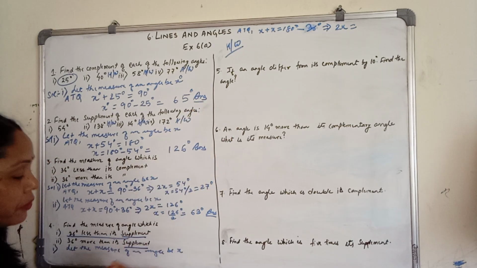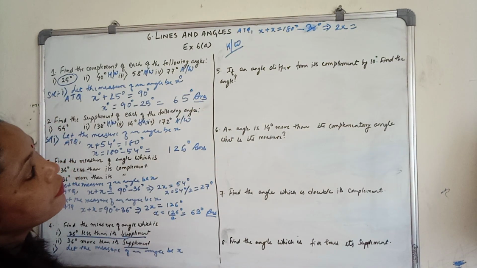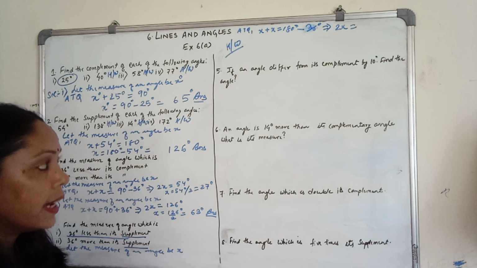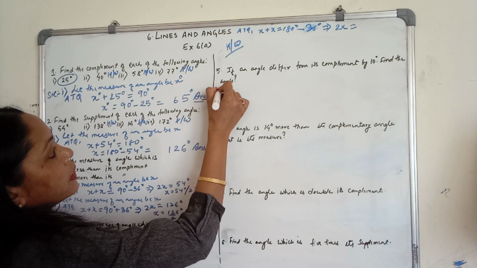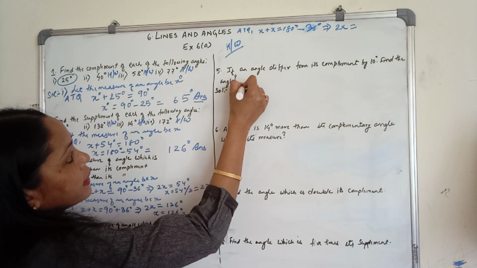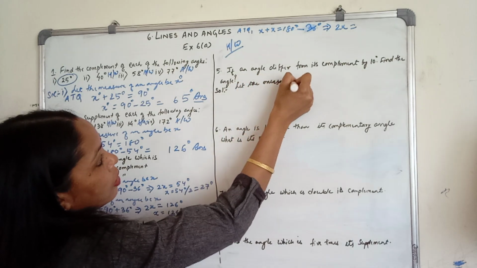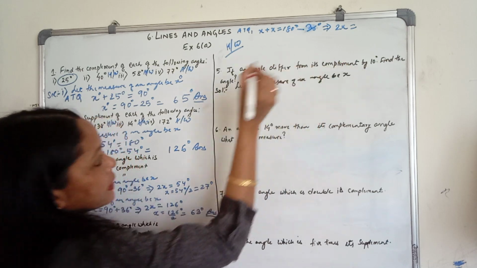Now come to question number 5. Question number 5 is: if an angle differs from its complement by 10 degrees, find the angle. So always start like this. Let the measure of an angle be x.